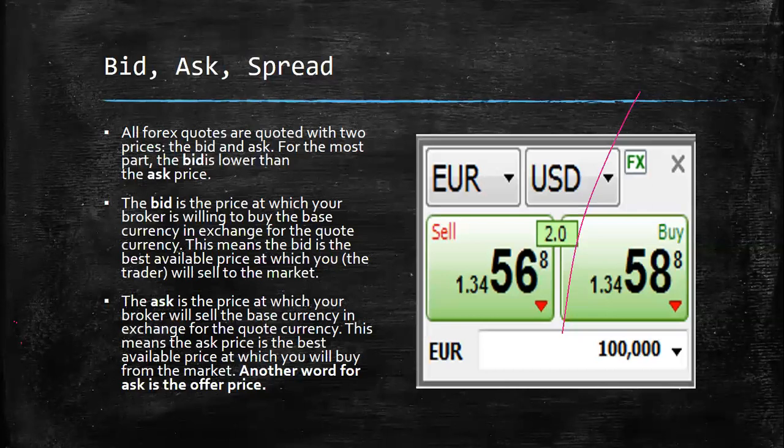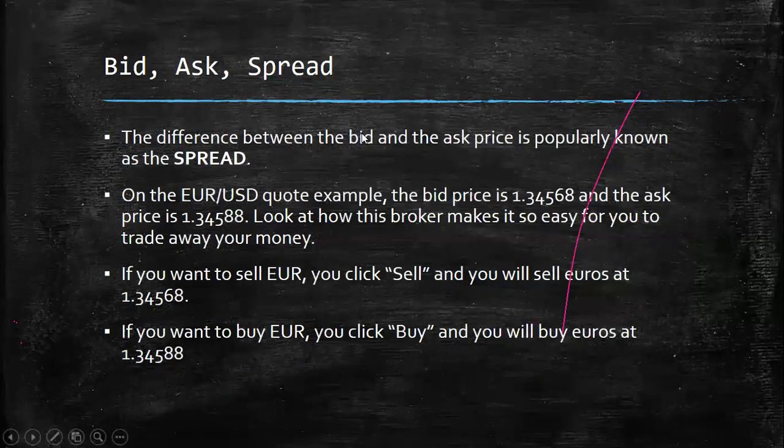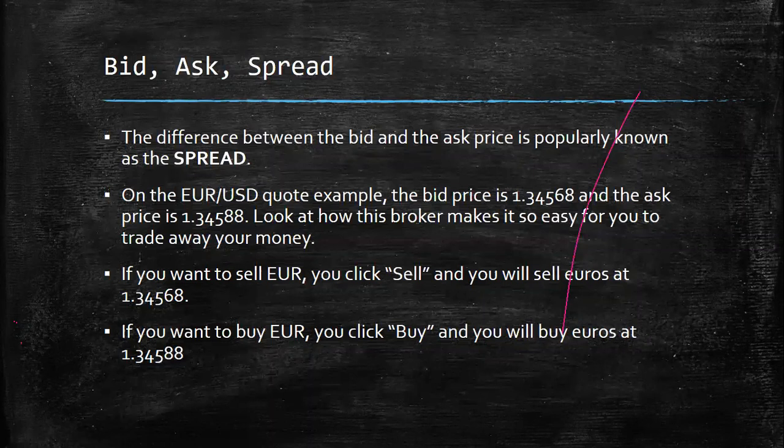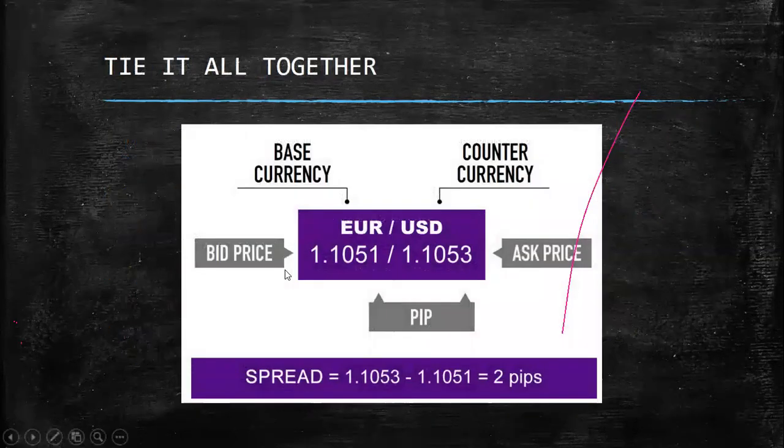The ask is the price at which your broker will sell the base currency in exchange for the quote currency. This means that the ask price is the best available price. To clarify, buy is the ask and sell is the bid. The difference between the bid and ask price is your spread. On the EUR/USD quote example, the bid price was $1.34, some odd change, and the ask price is $1.34588. Look at how this broker makes it easy for you to trade your money away. If you want to sell euros, you click sell and you sell at the bid price. If you want to buy euros, you click buy and you buy at whatever quote it's at the time you press the button.